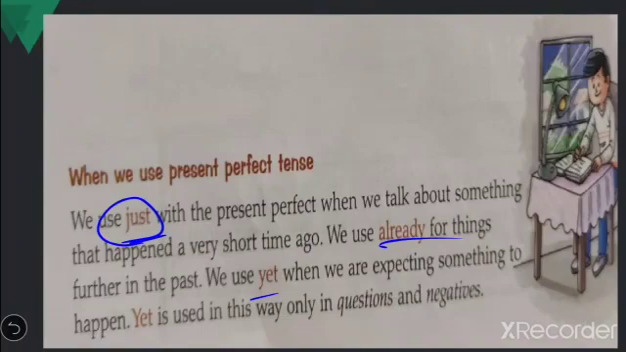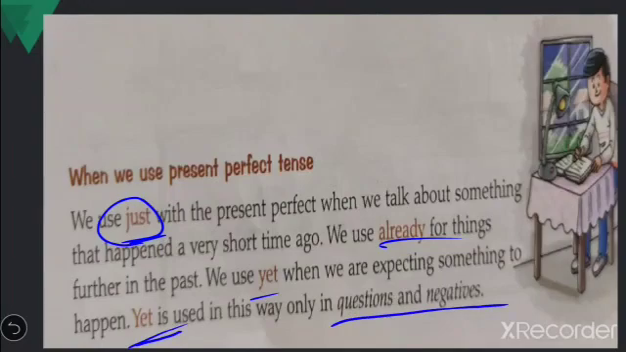We use already for things further in the past. We use yet when we are expecting something to happen. Yet is used in this way only in questions and negatives. Now remember students, yet we can use only in a question sentence and in a negative sentence.